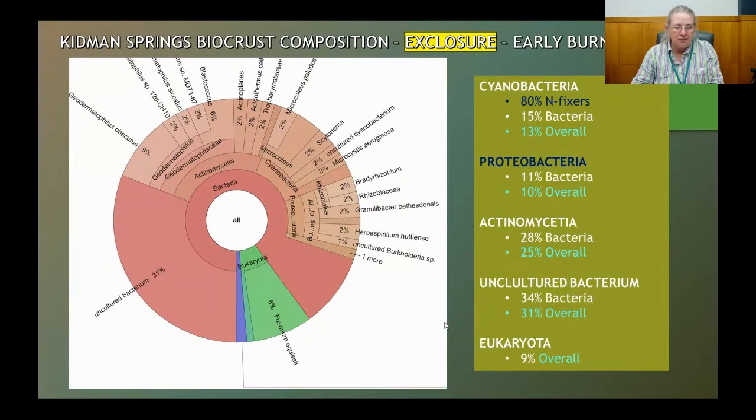What is really interesting is that about a third of the bacteria are unidentified. So we don't know who they are or what they do. However, the other two thirds, we know that cyanobacteria is about 15% of the bacterial population, or 13% overall. And 80% of those cyanobacteria are nitrogen-fixing cyanobacteria. Then you also have the other types of bacteria which all have special roles. So this was in the exclosure, the ungrazed area.